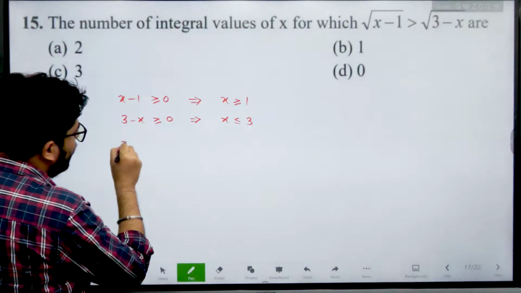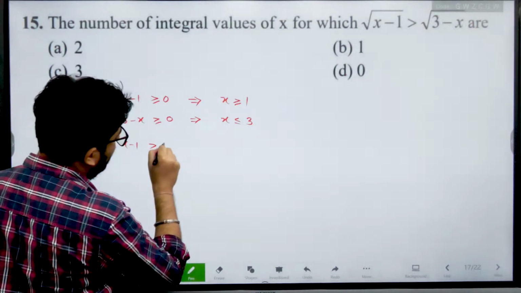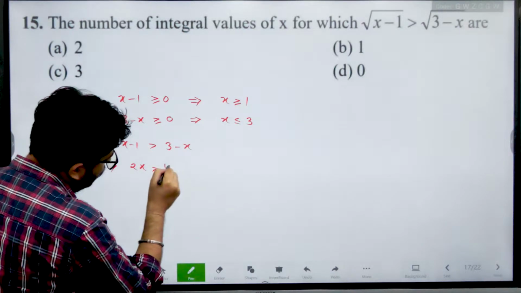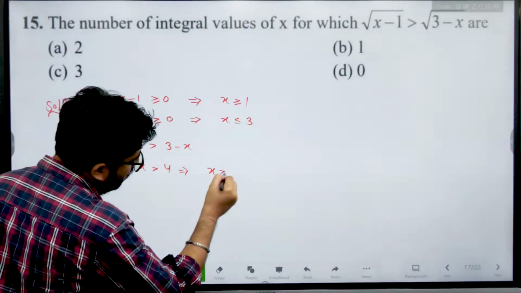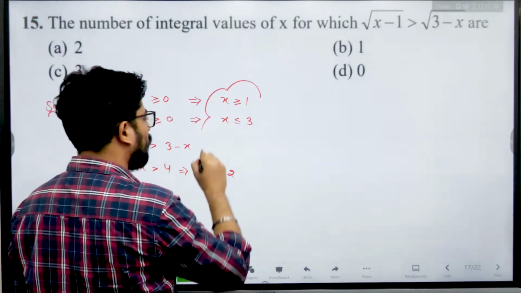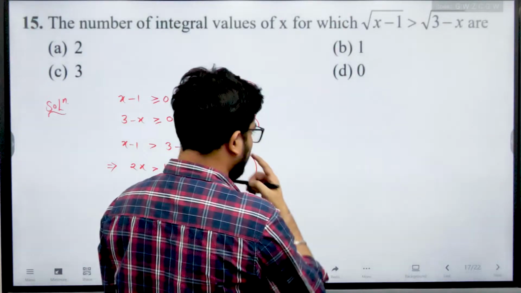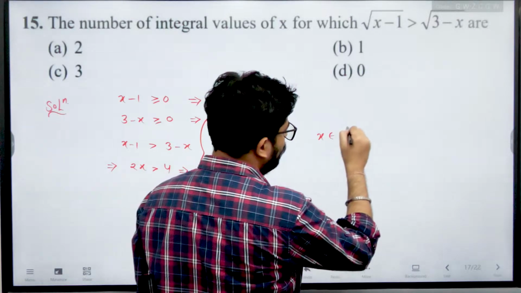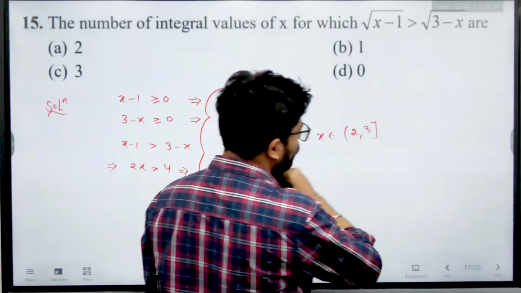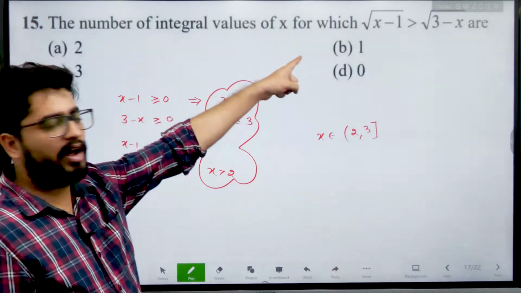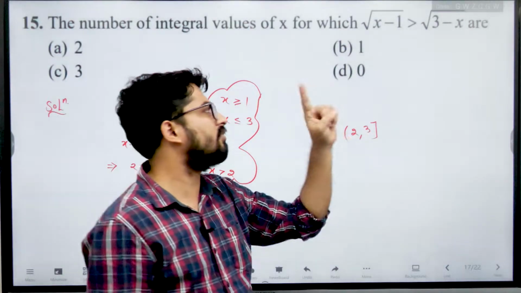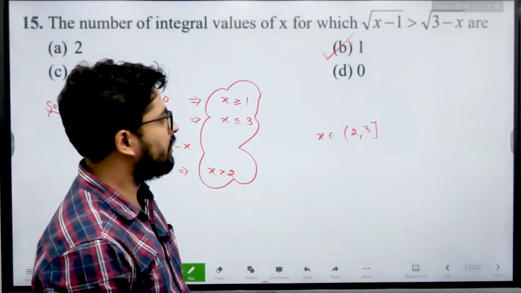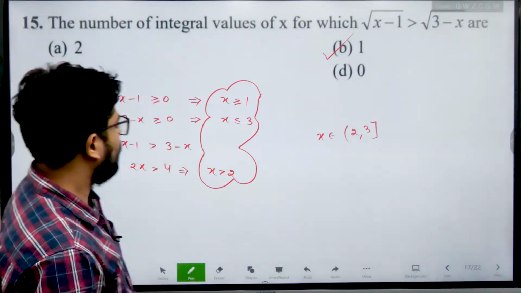Now you can take the square on both sides. You will get x minus 1 greater than 3 minus x. When you simplify it, you will get 2x greater than 4, so x greater than 2. You have to satisfy all these three conditions simultaneously, so take the intersection. The intersection is 2 to 3, x belongs to (2, 3]. You want the number of integral values between 2 and 3, 2 open and 3 closed. You have only one integral value, that is x equal to 3. So the answer is 1, option B. Got it? Now let's do the next question.